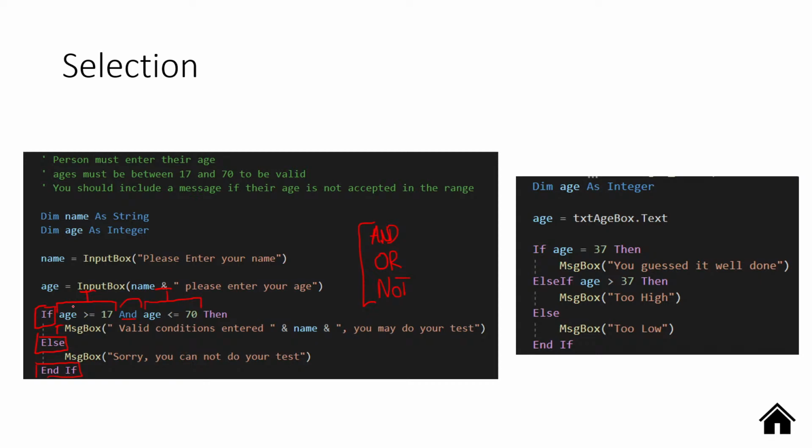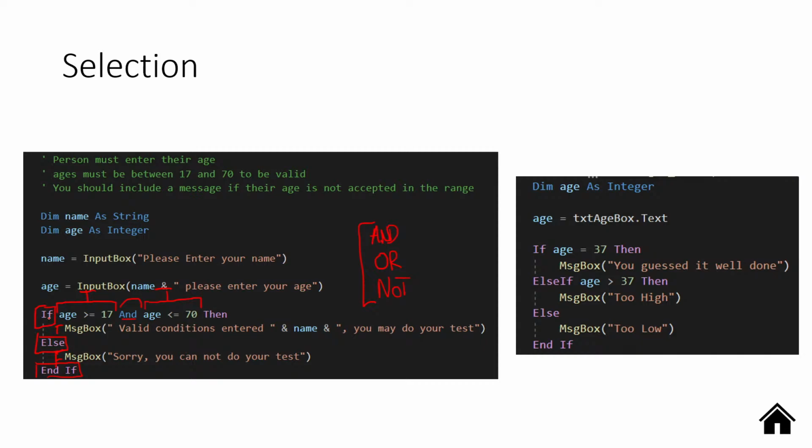So if our age is greater than or equal to 17 and our age is less than or equal to 70, then we will pass this entire condition and we will run this line here. It will output this message, valid conditions entered, name, you may do your test. Now if it fails that condition, it will do the false part, which is after the else, and run this message box instead. So selection allows you to branch through your code.